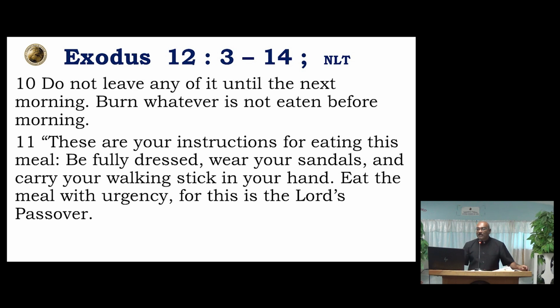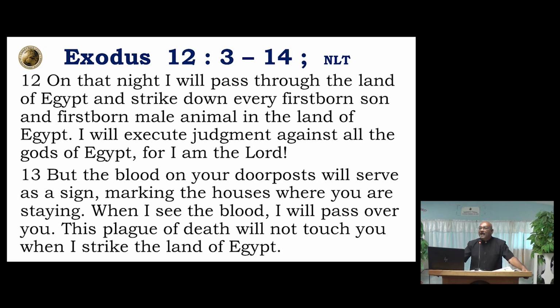Continuing, verse 12. On that night, God speaking, I will pass through the land of Egypt and strike down every firstborn son and firstborn male animal in the land of Egypt. I will execute judgment against all the gods of Egypt, for I am the Lord. But the blood on your doorposts will serve as a sign marking the houses where you are staying. When I see the blood, I will, Pesach, pass over you. This plague of death will not touch you when I strike the land of Egypt.